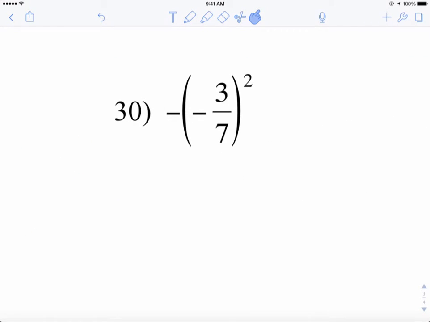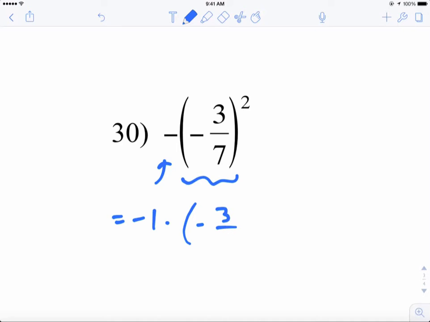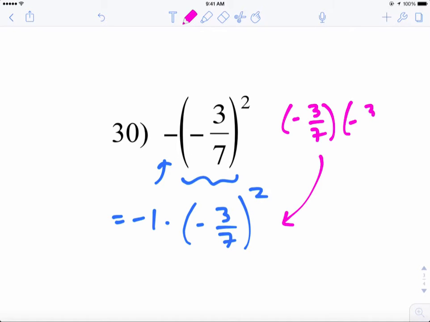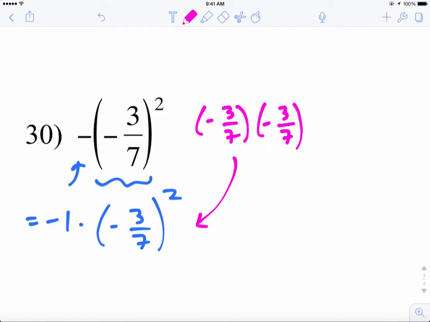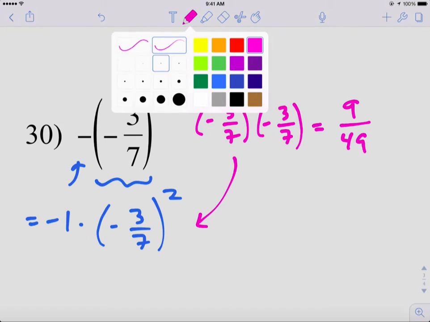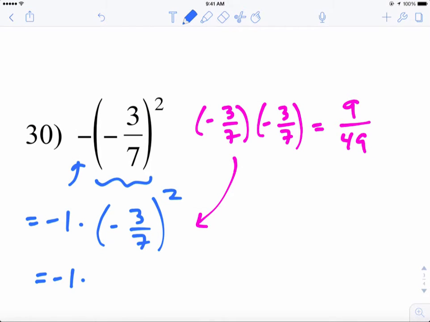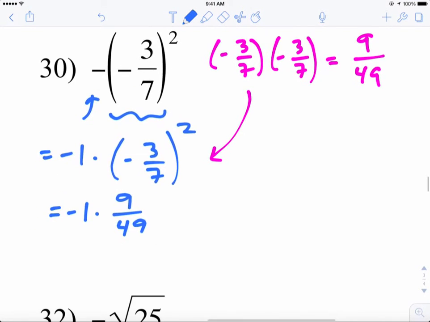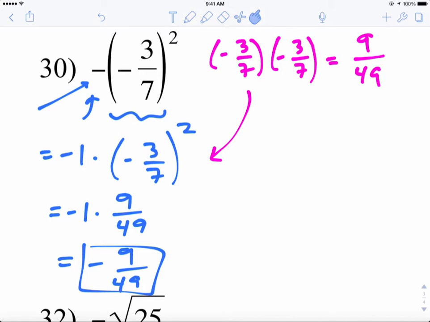All right, once again, you got to be really careful. Here we have a negative 1 being multiplied by negative 3/7 to the second power. I'm going to do some dirty work off to the side here. Negative 3/7 multiplied by negative 3/7 is definitely going to be a positive product. 3 times 3 is 9. 7 times 7 is 49. So what we have on our hands is negative 1 times 9/49, for a grand total of negative 9 over 49. Once again, just got to be real careful with these negatives. Take it one step at a time.